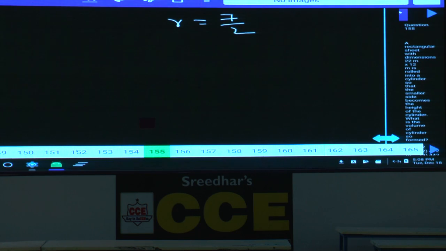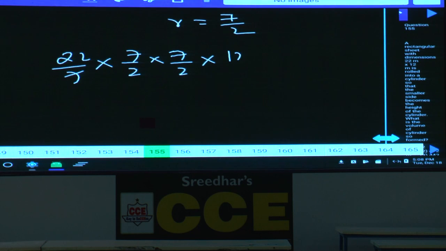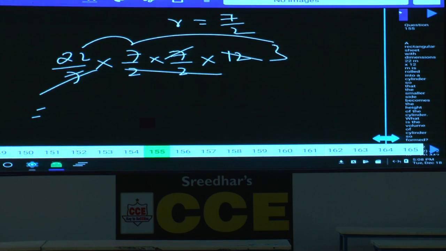Pi r square h, pi 22 by 7, r square 7 by 2 into 7 by 2 into height 12. 4, 3 times, 7 gets cancelled. Verify the last digit. 2 into 7, 14, ends with 4. 4 into 3, ends with 2. Answer should end with 2. 462 final answer. Fourth option final answer.